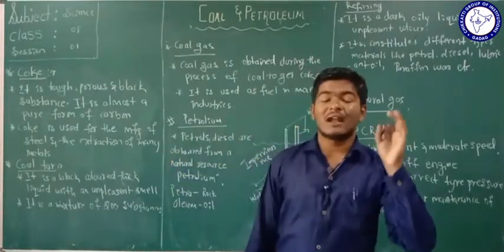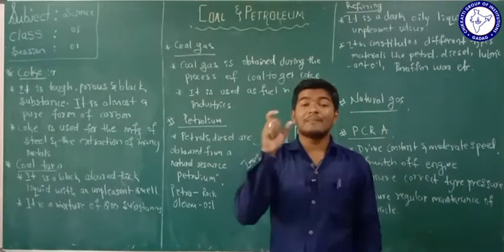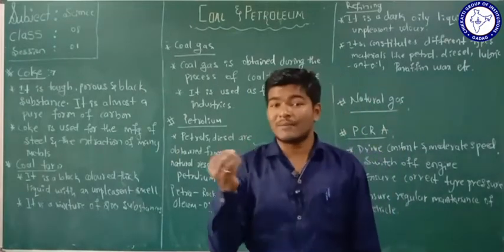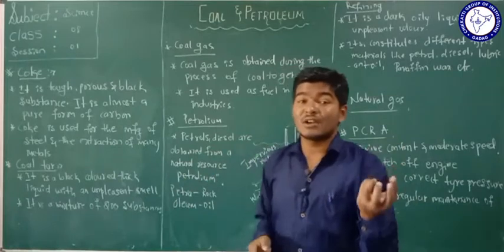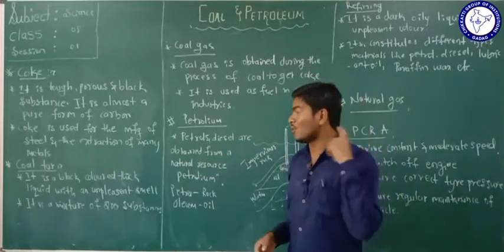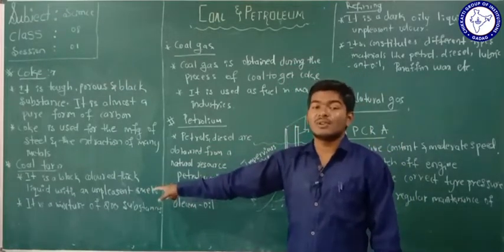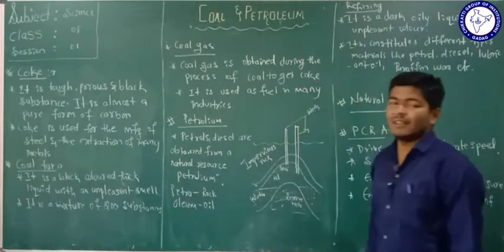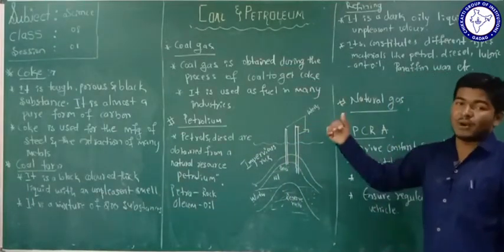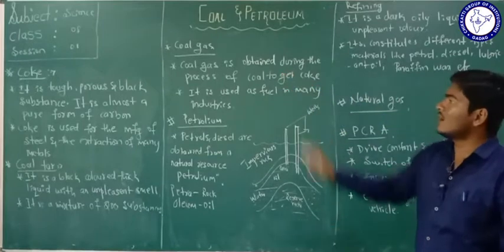Also, one interesting thing here: the naphthalene balls which we keep to protect clothes from moths are also one of the products of coal tar, and we get them from coal tar. Next, another important product of coal is coal gas.